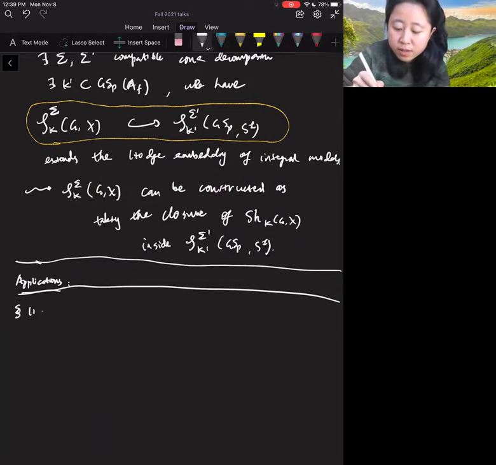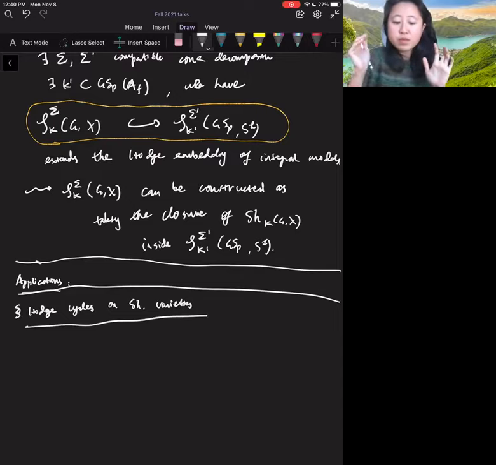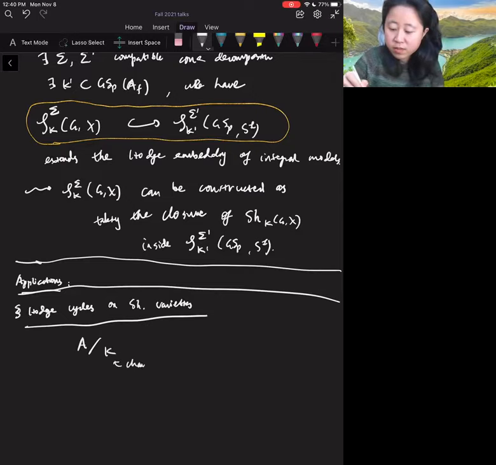So one ingredient is Hodge cycles on Shimura varieties. So roughly speaking, what is a Hodge cycle? I'm going to go with Deligne's definition of Hodge cycle. So if we start with a smooth complete variety, maybe just an abelian variety A, over some characteristic 0 field. For simplicity, you can assume it to be algebraically closed.